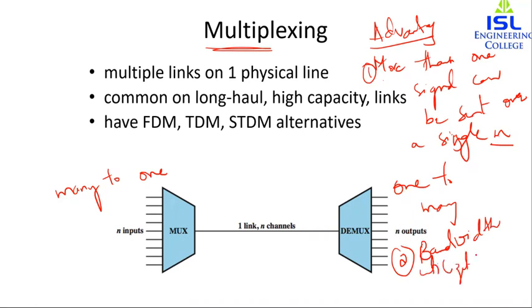The multiplexing techniques are frequency division, wavelength division, and time division. So there are three kinds of multiplexing techniques. First is frequency division multiplexing, then wavelength division multiplexing, and lastly time division multiplexing. These are the three multiplexing techniques that we will study.